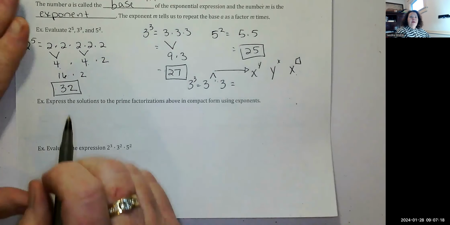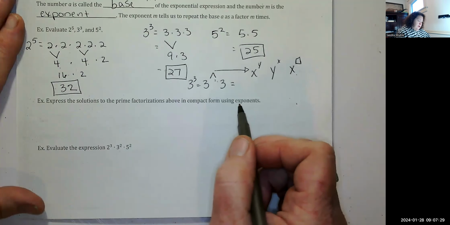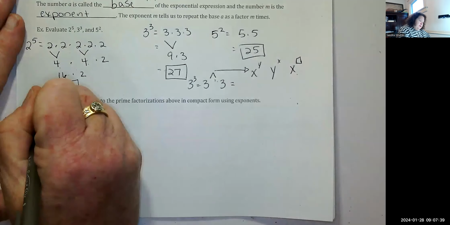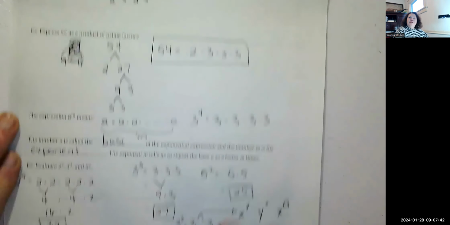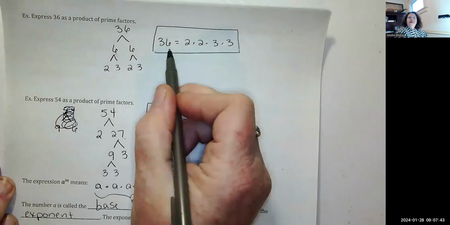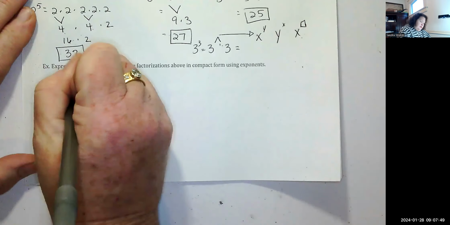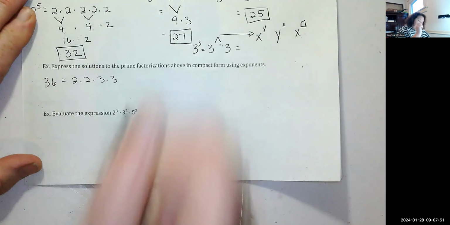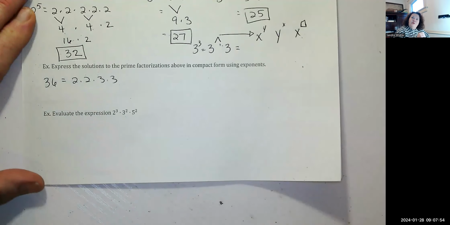All right, express the solutions to the prime factorizations above in compact form using exponents. Okay, so what do we want to do here? We're doing these two. We're going to do 36 and we're going to do 54. So 36, we've got our prime factorizations up here. 36 is 2 times 2 times 3 times 3. So we're going to put that in a compact form of prime factorization, but using the exponents.